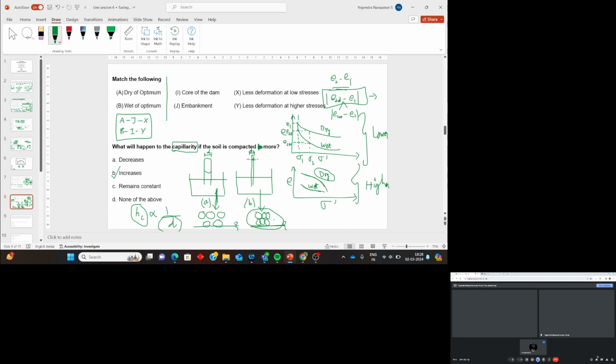You are compacting the soil such that you are decreasing the pores. As a result, the capillary rise will be more in compacted soil. Okay, sir. Got it. So compaction of soil increases, that is, it facilitates capillarity.